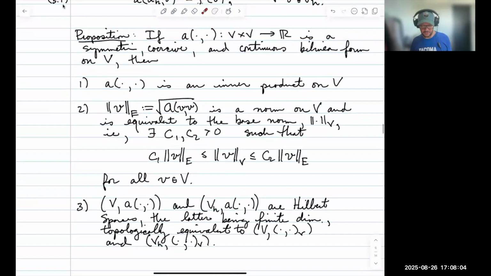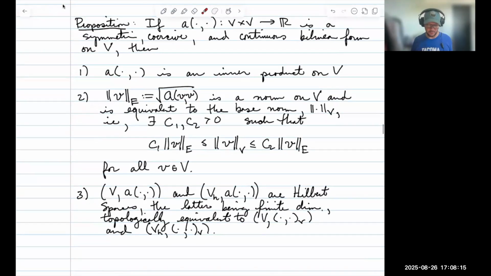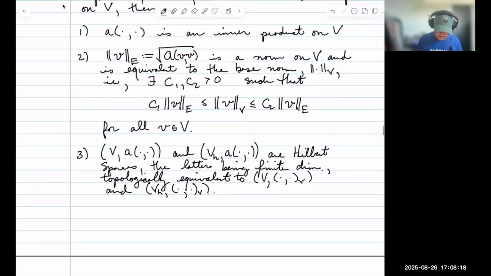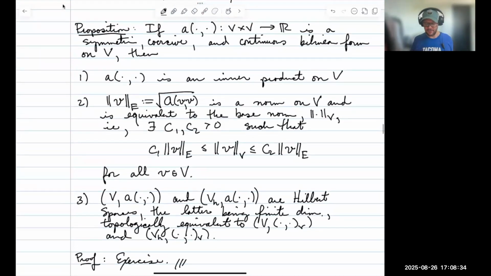Okay, so if this is all true, and by the way, this turns out to be not that hard to prove. The proof of this is really an easy exercise. So what's the proof? Well, I have to show that this is an inner product. If I can show that this is an inner product, then this is going to be a norm, no problem.